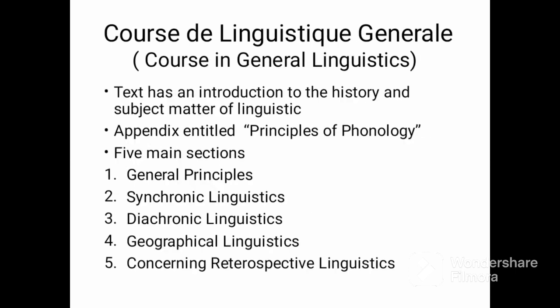The book has an introduction to the history and the subject matter of linguistics. It also has an appendix entitled Principles of Phonology. There are 5 main sections in the book. The first one is general principles, the second one is synchronic linguistics, the third one is diachronic linguistics, the fourth one is geographical linguistics, and the fifth one is concerning retrospective linguistics.